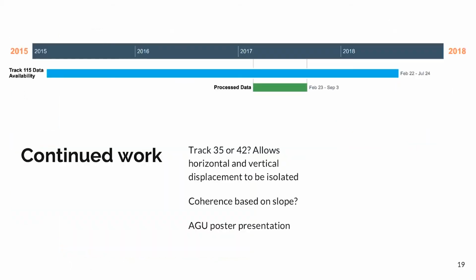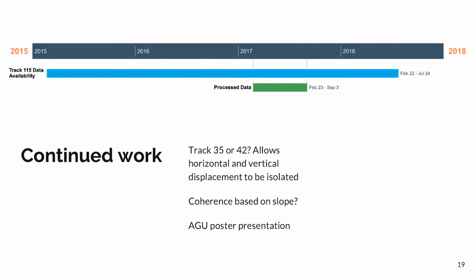Through continued work. So this figure on the top shows us basically the data availability for track 115, which is what I used to do the study so far. And that little green bar basically shows the data that we've processed, and the blue is the data that's out there. So the right side of the blue is going to continually move as time passes because they update it regularly. So there's still a lot of data to be processed.